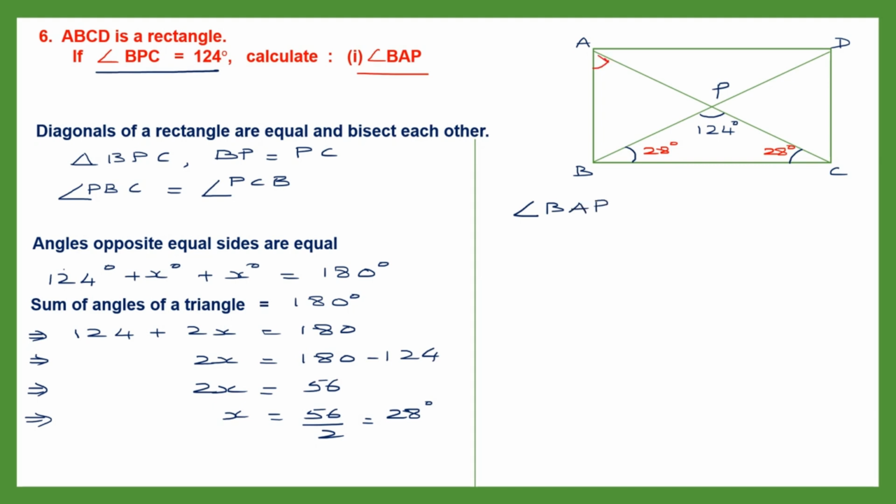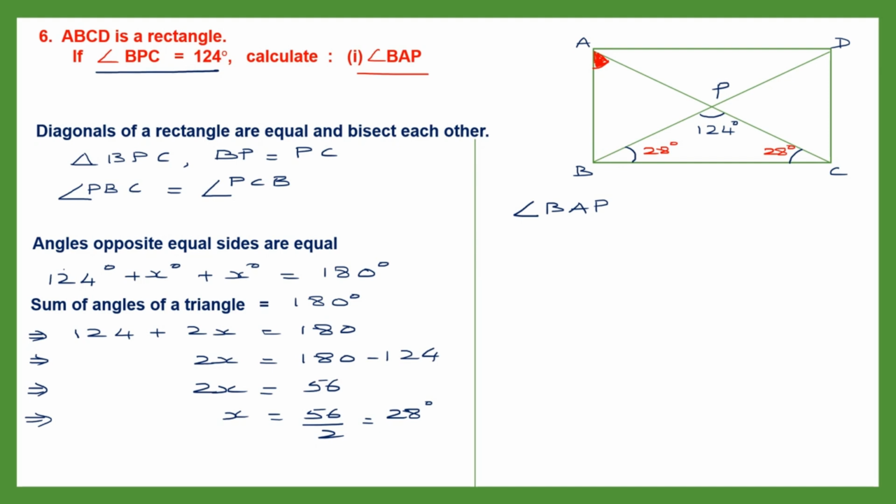We are looking at this part, and we should get BAP. So we are looking only at this triangle inside. Now here we have 28 degrees and this whole thing we know is 90 degrees. It's a rectangle, isn't it? So each angle is 90 degrees. So if we minus this and this, we will get the value of angle, this part alone. Okay, so let's do that.